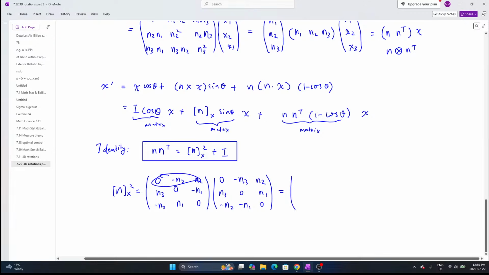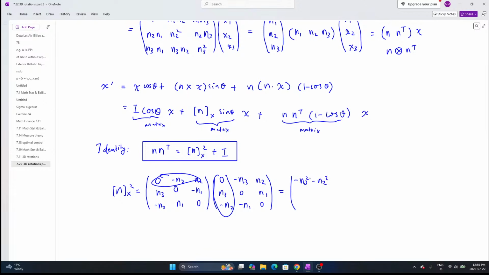So here you have this multiplication: minus n3 squared minus n2 squared. Second row, second column, 0, 0, minus n1, n2. Third column, minus n1, n3, n2, minus n3, n2.